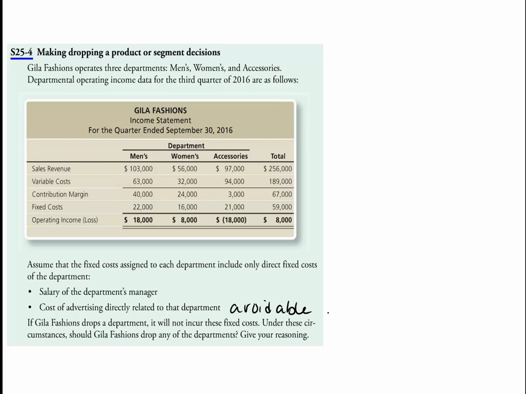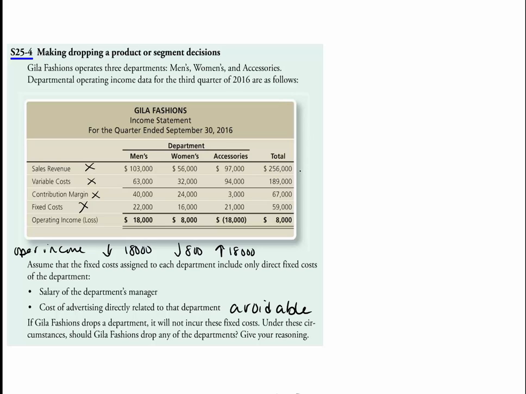Should they drop any of the departments? So what you look at is what would change if I dropped this department. For instance, if I dropped any of these departments, the revenue would go away, the variable cost would go away, therefore the contribution would go away, and according to the problem, the fixed cost would also go away. So that means this operating income is the effect on my bottom line, which means if I dropped men's, my operating income would go down by $18,000. If I dropped women, it would go down by $8,000. But since this is a loss, if I dropped accessories, my operating income would go up by $18,000.